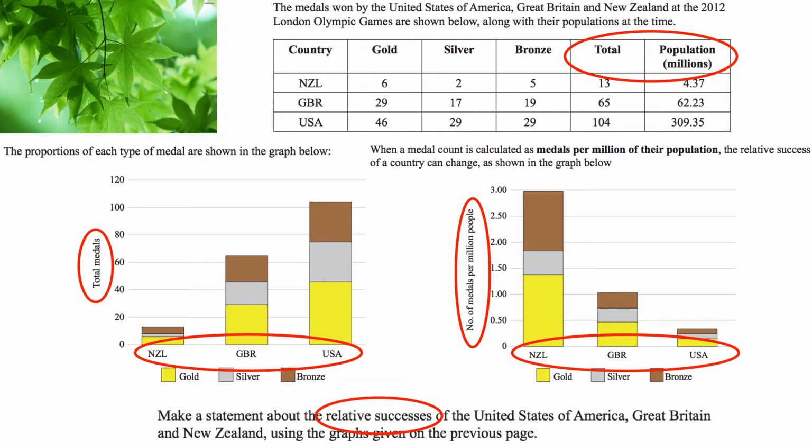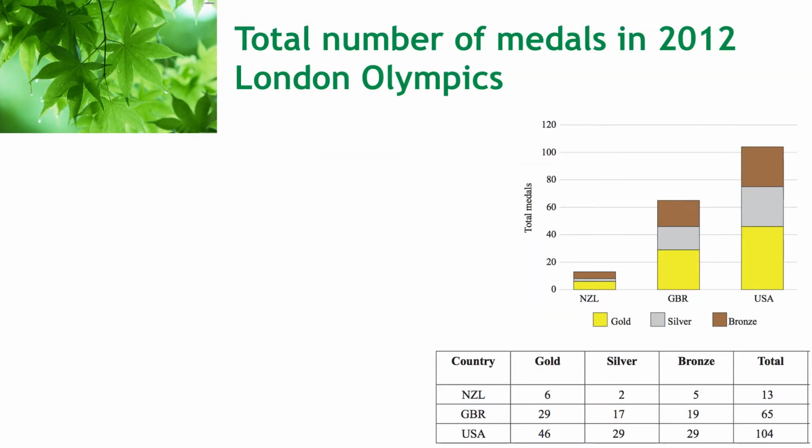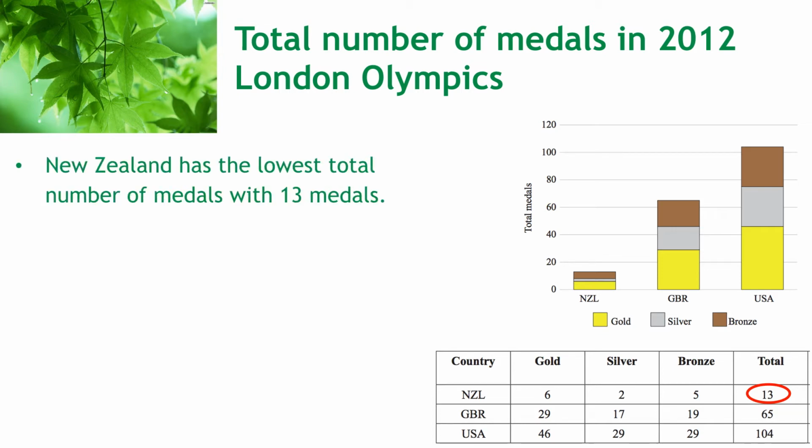Okay, so there were two types of information, the total number of medals and then the population size medals. So let's start by looking at the total number of medals. If I start with the table, that shows us that New Zealand won 13 medals in the 2012 London Olympics. So we're going to write that, and that's the smallest number. So we write a sentence saying that New Zealand's got the lowest total number of medals with 13 from our three countries.